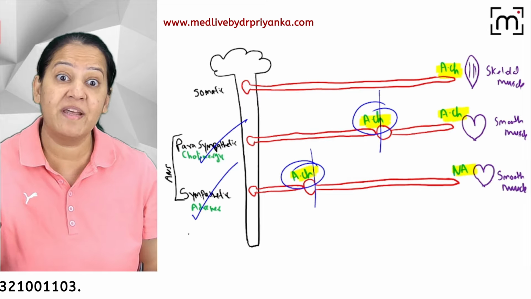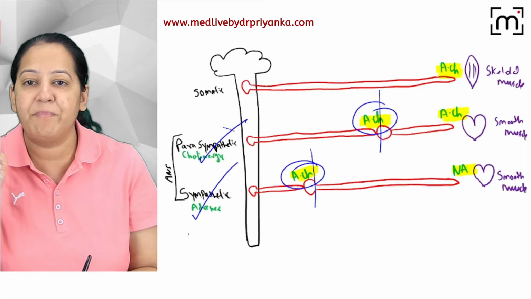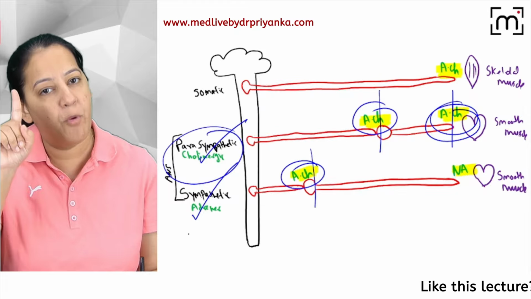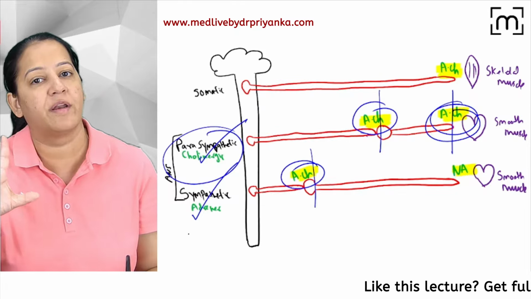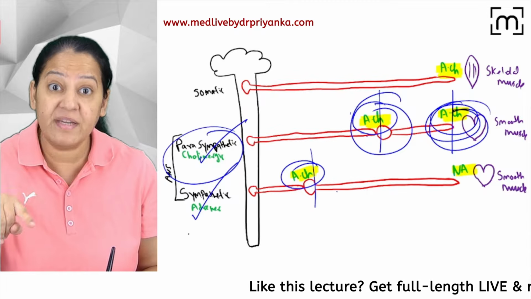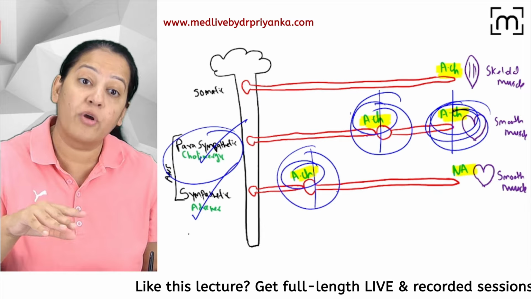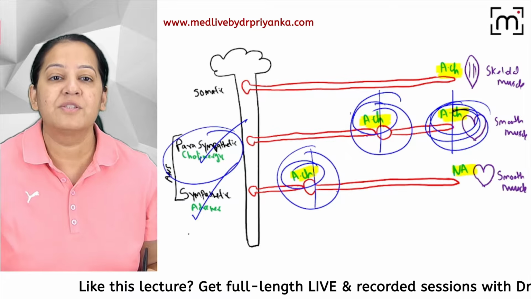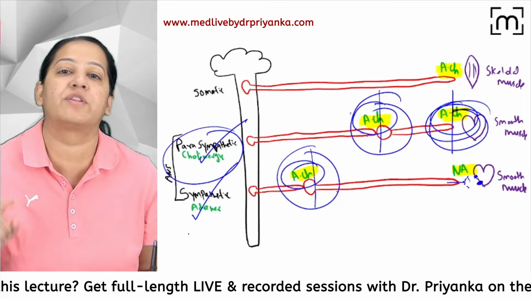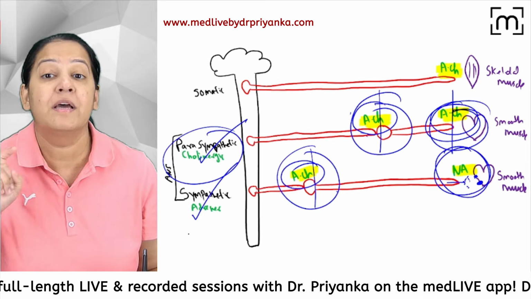But the neurotransmitter at the level of the organ differs. So at the level of the organ, in parasympathetic system, it is again acetylcholine. So in parasympathetic system, both the neurotransmitters are acetylcholine, at the level of the ganglia as well as at the level of the organ. But in sympathetic system, at the level of the ganglia, it was acetylcholine, but at the level of the organ, it's noradrenaline. So noradrenaline is secreted out and it acts on its receptor over the organ. So here the main neurotransmitter in sympathetic system is noradrenaline.